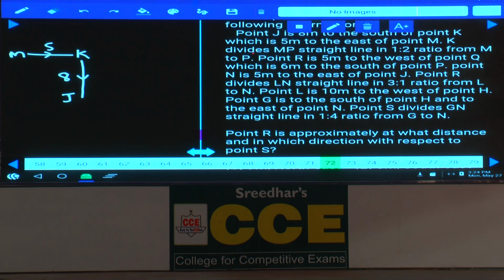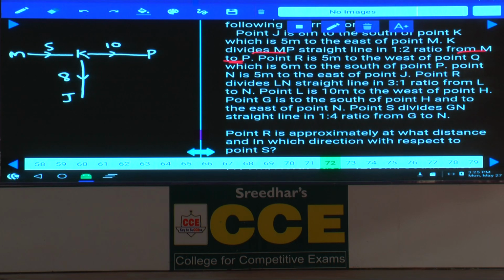Next one, K divides MP, a straight line, in the ratio of 1:2 from M to P, clearly given. From M to P, this K is dividing the line of M to P in the ratio of 1:2. M to K is 5, hence K to P must be how much? K to P must be 10, isn't it? Then only the distance. The direction is also given.